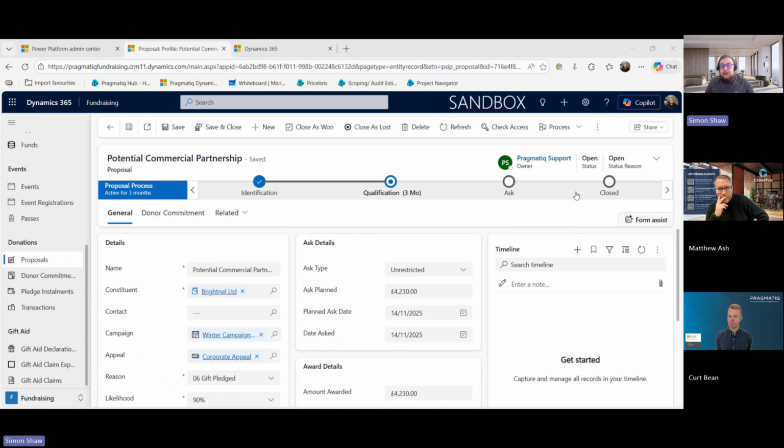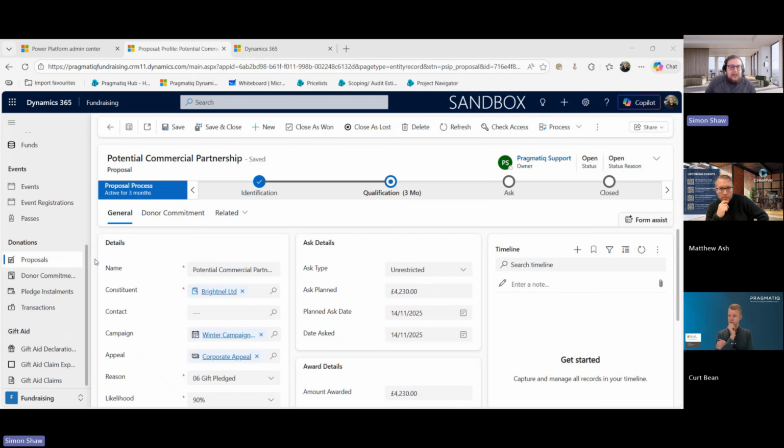There is a process to go through in order to receive that funding, and we then want to forecast that from a business perspective to say, actually, as a charity, we're expecting X amount of money within this given period. So, for example, here we're looking to go out to this particular organisation called Brightnell Limited as part of one of our campaigns and receive some funding.